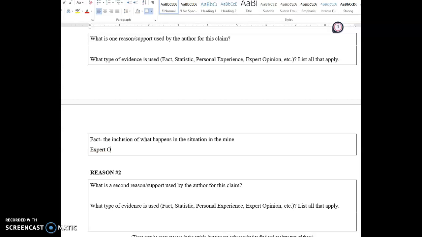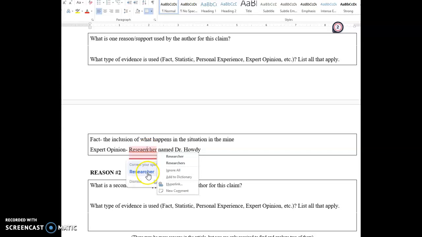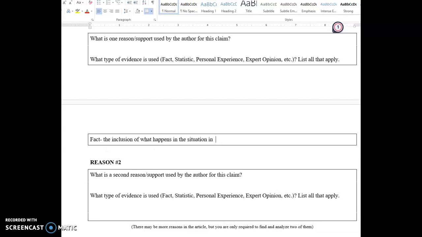So like, let's say expert opinion. Let's say they talk to someone, and this would be an example of an expert opinion. You don't need to get into a lot of specifics. You could cut and paste the statistic or the fact in here from the article and put quotation marks around it, but I would like something more than just fact, personal experience, because that's going to help me if you include a little bit of a description or even cut and paste the fact or statistic you found into this box. It's going to help me understand what you're looking at. And that's, I think, a good thing.